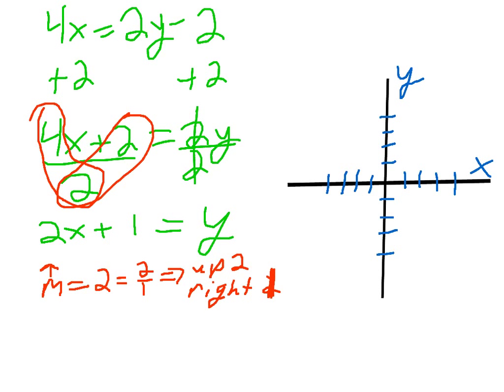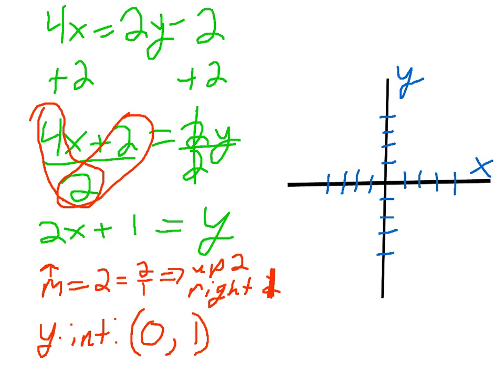My y-intercept is going to be this thing right here, this 1. Okay, whatever number is left over is going to hang in by itself. So my y-intercept, and remember, the y-intercept is a point. So the point is (0, 1). The y-intercept is a point.